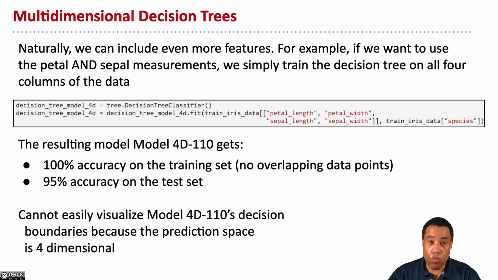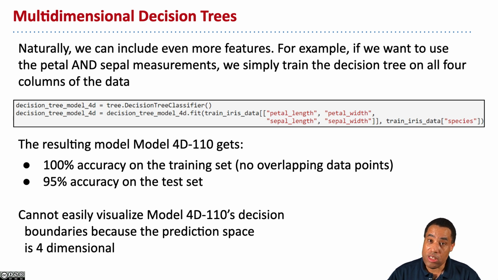And we end up with 100% accuracy. So there's no overlapping data points when we look in all four dimensions. But we get 95% accuracy on the test set. Now, why am I not showing you that in pictures? Well, because it's not very easy to visualize things in 4 dimensions. And so having a prediction space that is 4-dimensional means we just can't look at it.